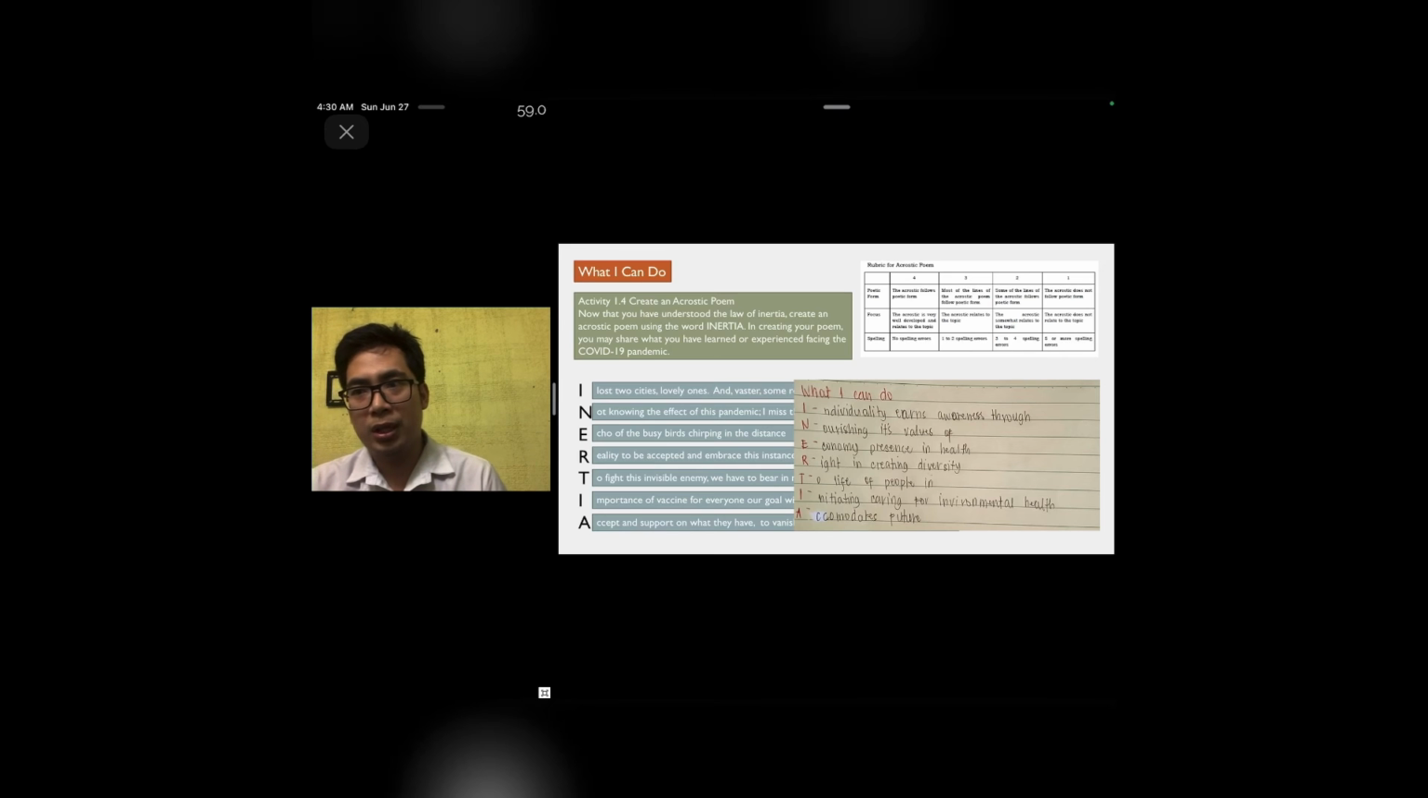Individuality earns awareness through nourishing its values of economy, presence in health, right in creating diversity, to life of people, in initiating caring for environment, health, and accommodate future. Which is nakakatuwa para dun sa bata na binigay pa rin niya yung idea niya with regards dun sa creating a poem. So maganda po yung pagkakagawa ng bata.